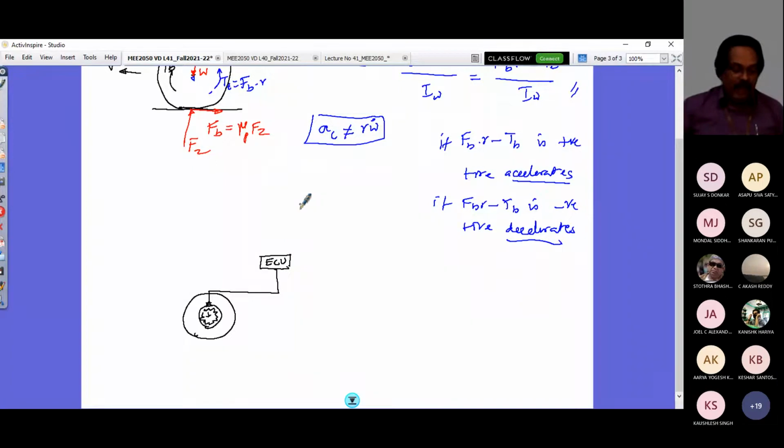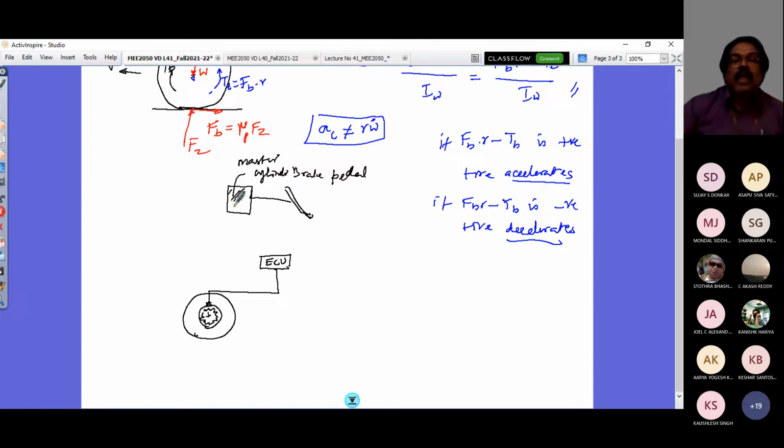On the other hand, if you look at the brake system, it would necessarily start from my brake pedal. So there is a brake pedal here. When I apply the brake, this brake pedal would give a signal to a cylinder called the master cylinder. You'll have a fluid here, and this fluid would be sent to a cylinder here, which is called the wheel cylinder.